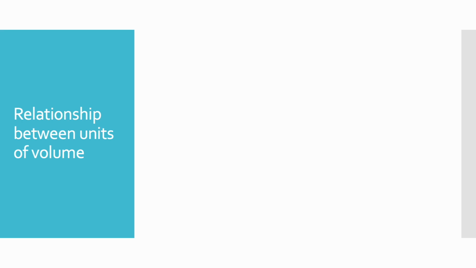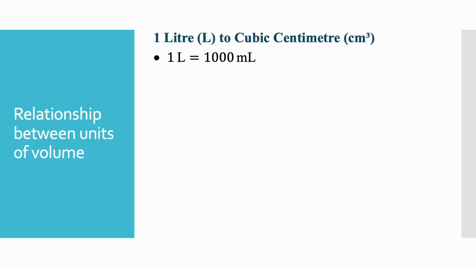Now let's connect liters with cubic centimeters. 1 liter is equal to 1000 milliliters and 1 milliliter is equal to 1 cubic centimeter. So that means that 1 liter is equal to 1000 cubic centimeters. So 1 liter of any liquid takes up the same space as 1000 cubic centimeters. This helps us switch between solid and liquid volume units easily.